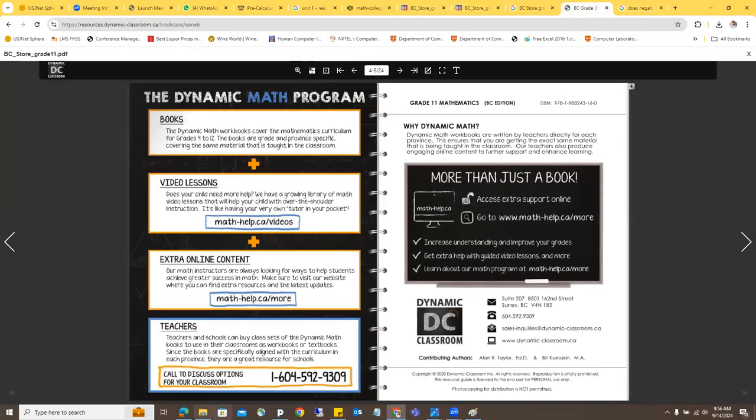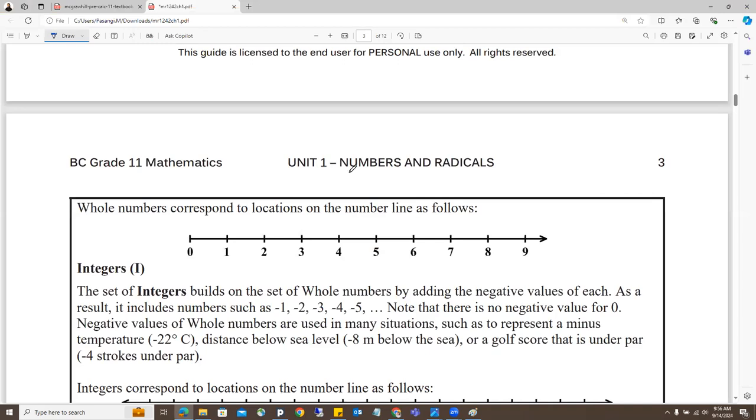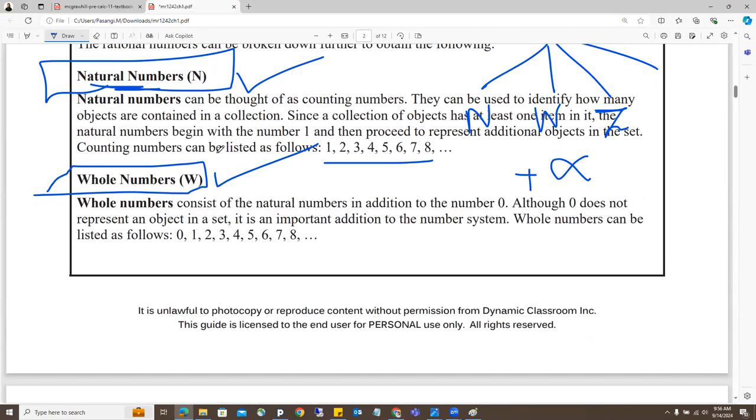Okay. That part is clear. So the natural numbers are actually the counting numbers 1, 2, 3, 4 up to positive infinity. And the whole numbers are the same as the natural numbers, but natural numbers with 0. That's the difference between natural numbers and the whole numbers. Okay, that part is done.